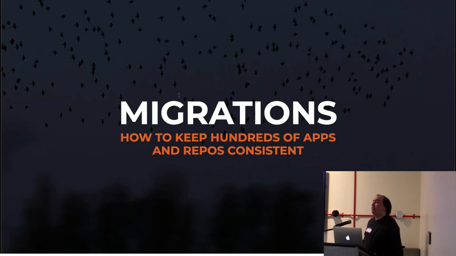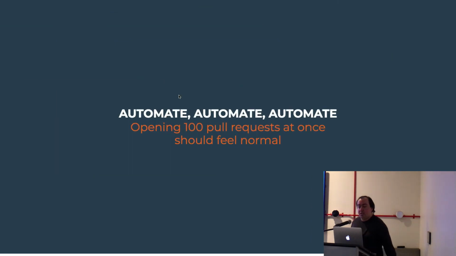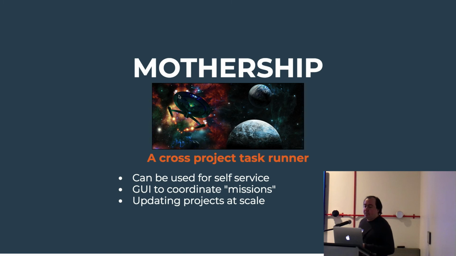Now that brings us to migration, the next big part of consistency. We're going to have breaking changes. I mentioned major versions of libraries. How do we keep hundreds of applications consistent? How do we deal with migrations at scale? Well, automation is the solution there. Opening 100 pull requests for us should feel like a normal thing to do. So how do we do that?